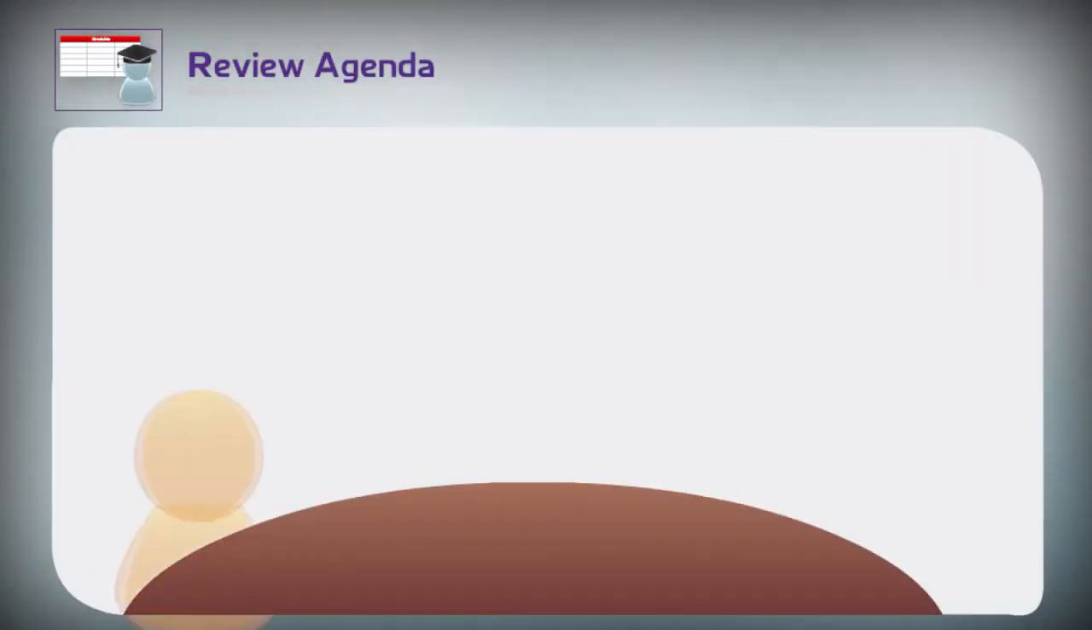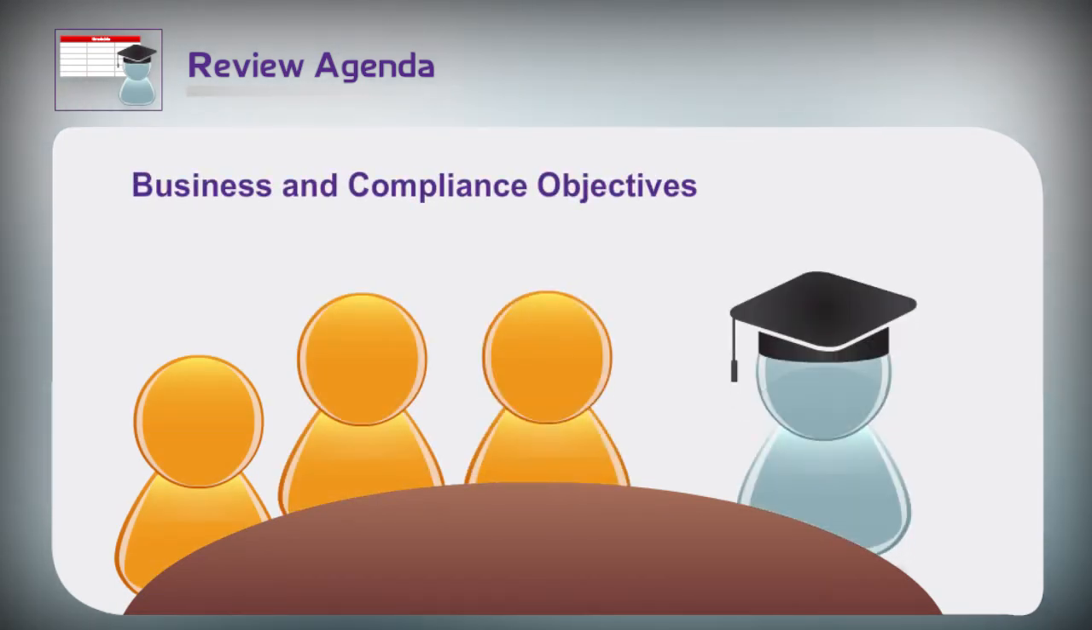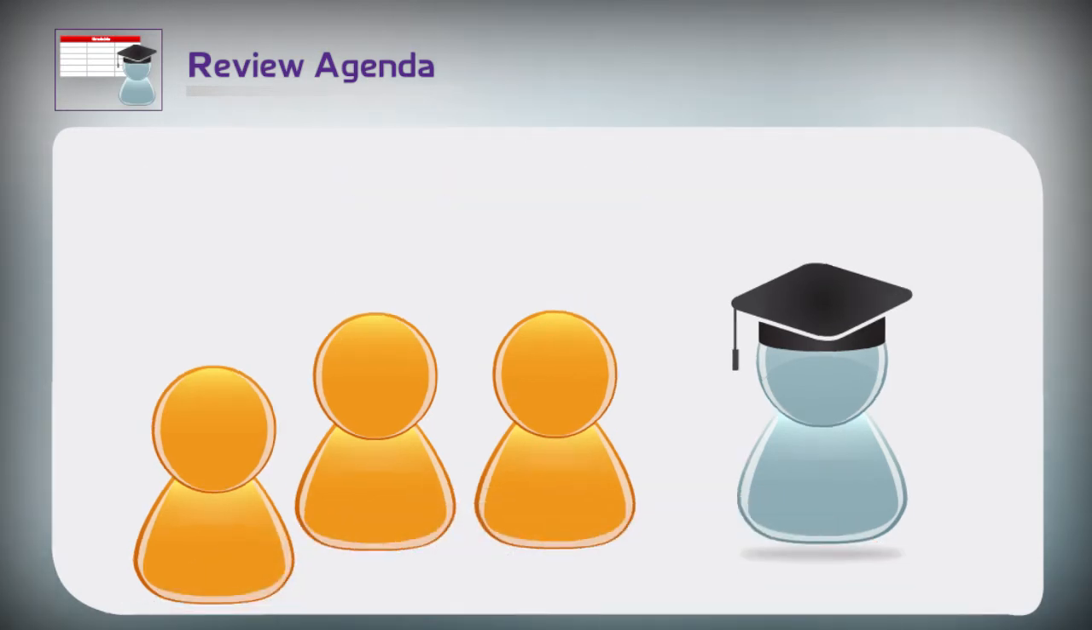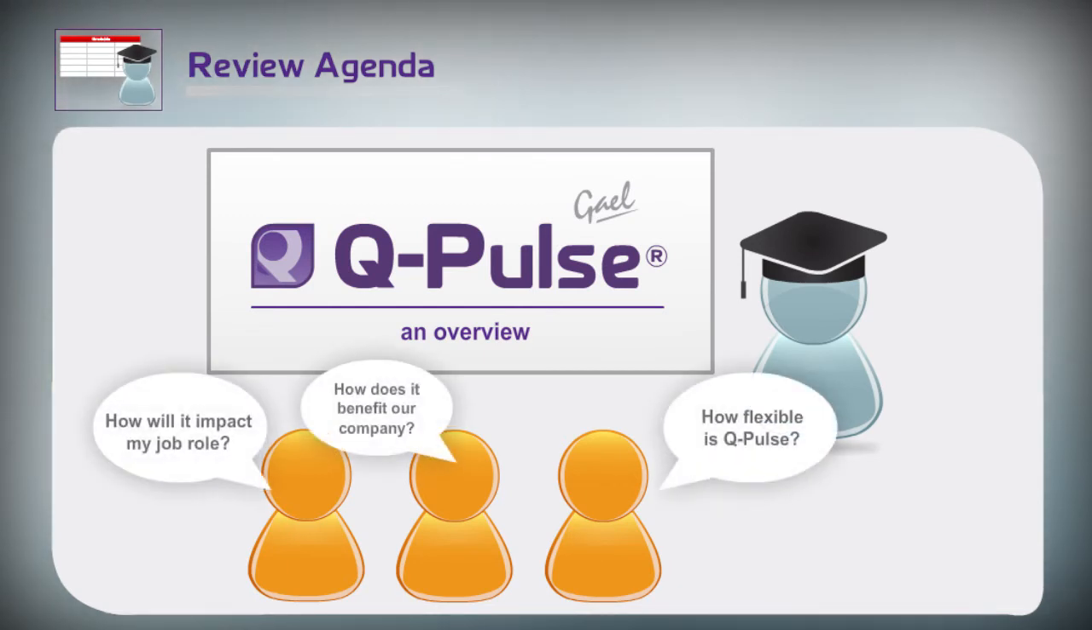The Strategic Configuration Review will start with a discussion with your team to help the consultant understand your business and compliance objectives. This discussion will include a range of topics which will then form the basis of your QPulse configuration roadmap. Next, the consultant will present an overview of QPulse. This is a good time to ask any general questions you might have about QPulse.